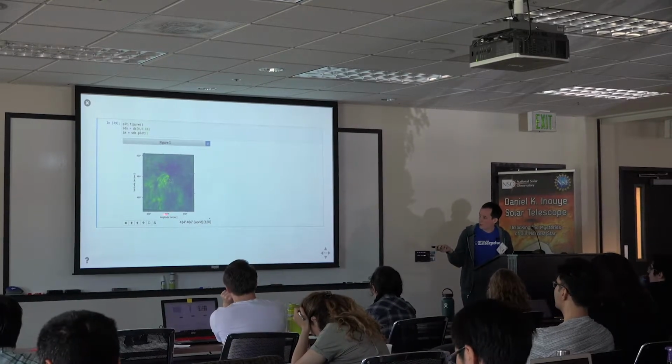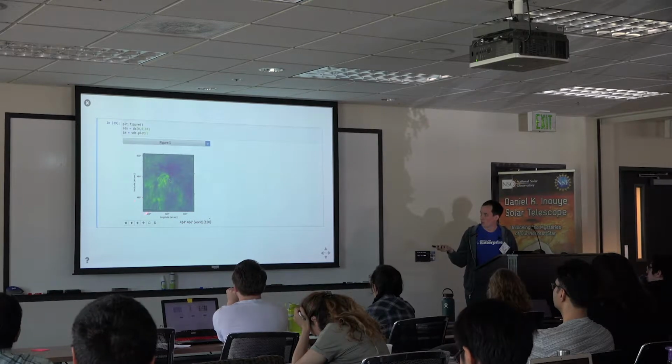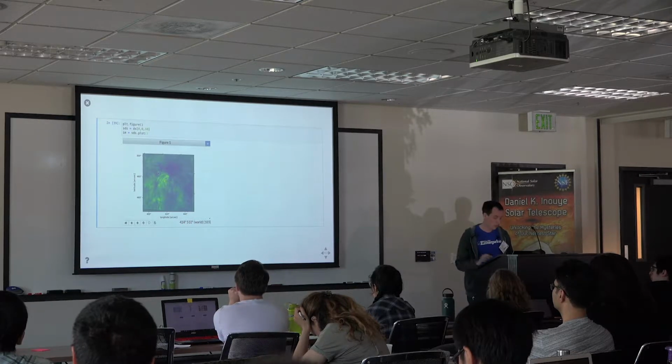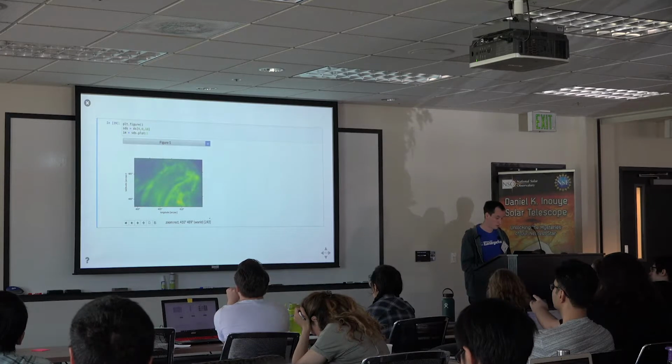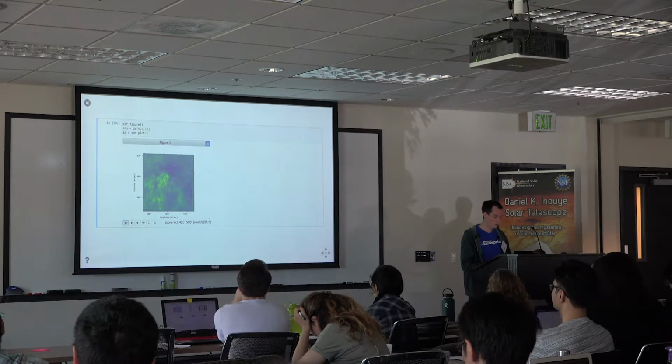So you have latitude and longitude, solar X, solar Y. As you mouse over this, it tells you what your well coordinates are on the image. You can zoom in, see what's going on. This is a standard matplotlib plot underneath.